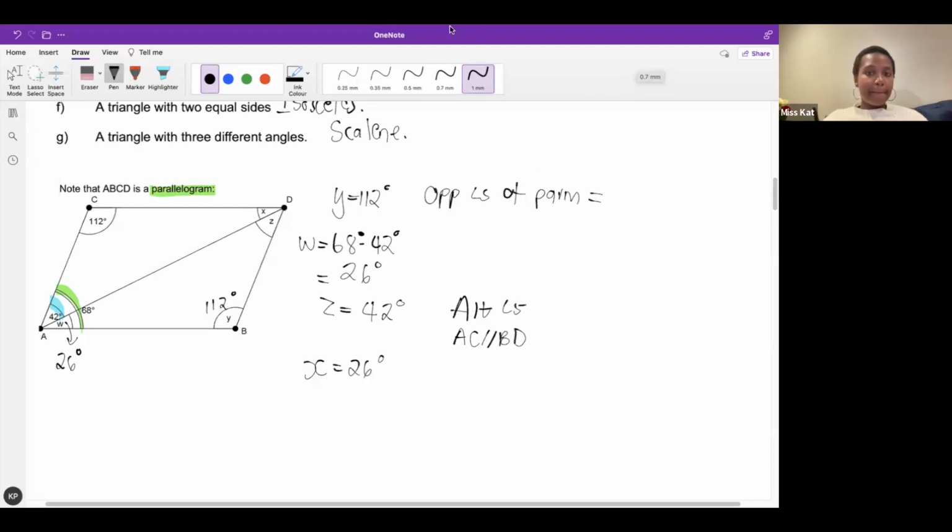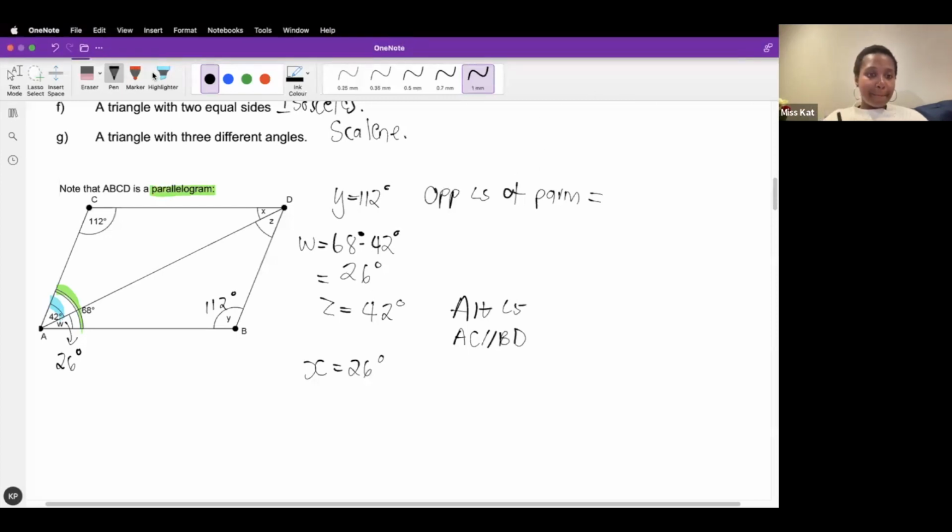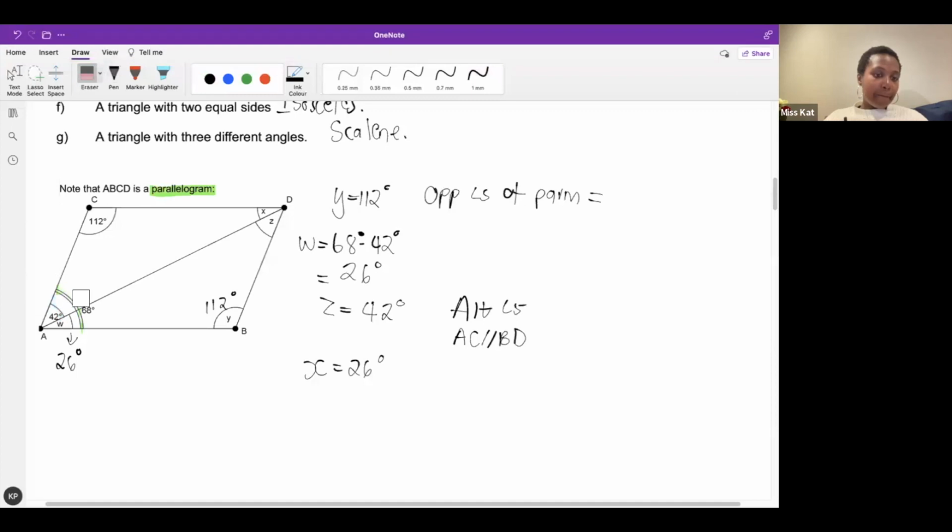Ma'am, how is it alternate angles? Because it's not given over here that the lines are parallel. Oh, but... because my teacher said that when lines are parallel... Oh, sorry. Sorry, ma'am.